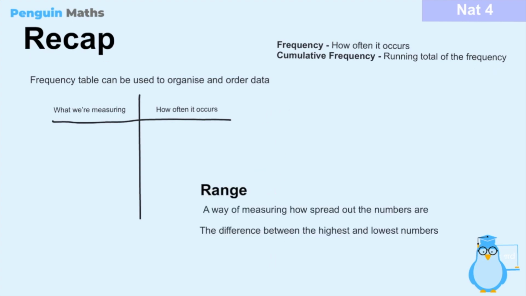And finally, we said that we can use something called the range to measure how spread out our information or data is. And the way we calculate the range is just simply the difference between the highest number and the lowest number within that set of data. And if the range is bigger, that would mean that our values are more spread out. And if the range is smaller, that means that our numbers are more consistent and closer together.